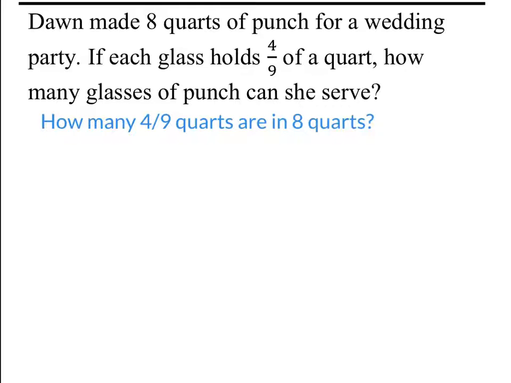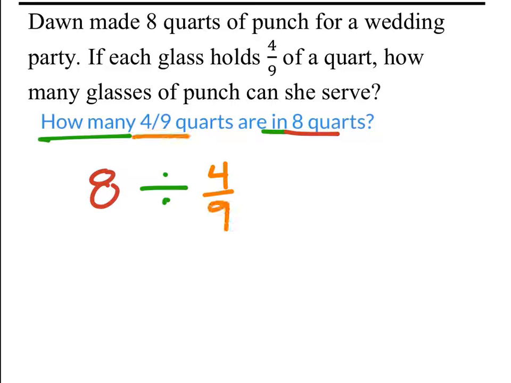So again, going back to the lesson we had on this, how many of something in something else would indicate division. And what are we dividing? Well, we're taking the 8 quarts and dividing it into 4/9 quarts. So it is a division problem, but remember, with division problems, we don't usually divide. We're going to change this to multiplication and reciprocate the fraction to be 9/4.